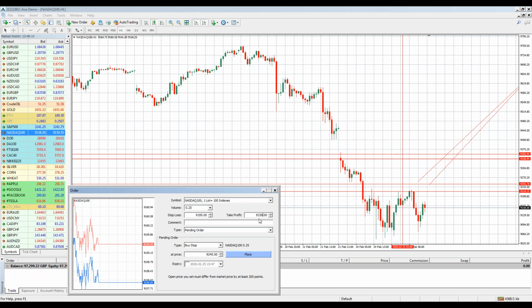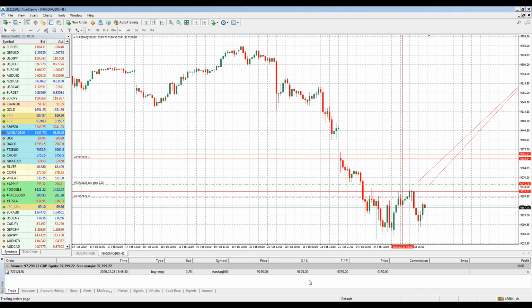From 92.45 to 93.39. Okay, almost 100-point potential profit. We're only risking about 50 points. So nearly a 2-to-1 ratio potential profit to risk, with the way I set it up. Okay, there we go. Pending order. Okay, buy stop, ready to go.